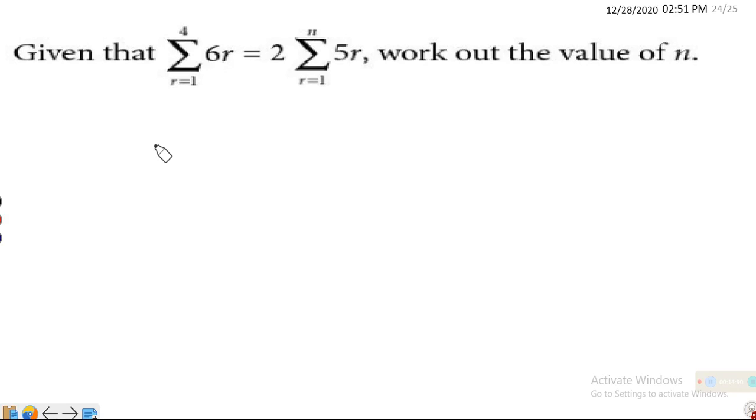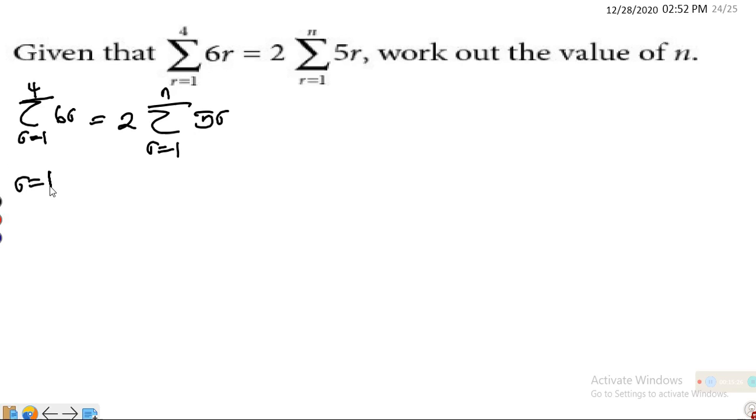Given that sigma r equals 1 to 4 of 6r equals 2 sigma r equals 1 to n of 5r. Work out the value of n. Now we'll start from the first one. We compare the terms. So what we have is sigma r equals 1 to 4 of 6r equals 2 sigma r equals 1 to n of 5r. Okay, yeah. So this will give us, compare the terms.